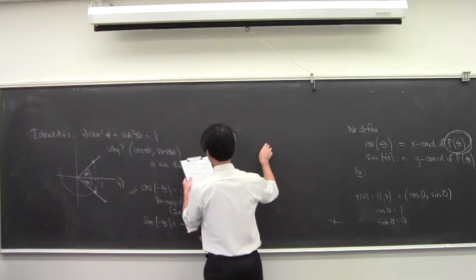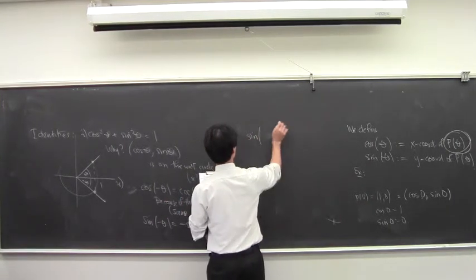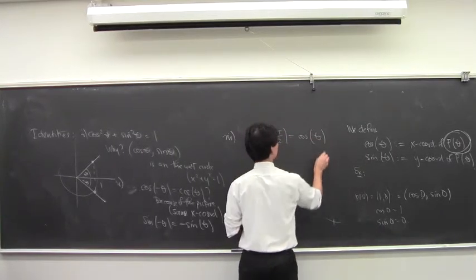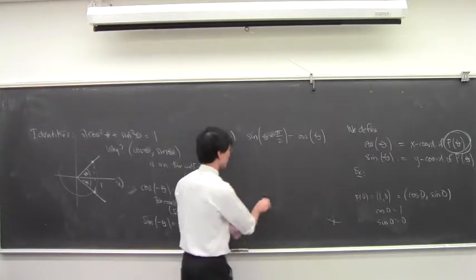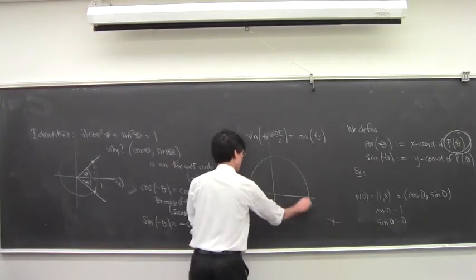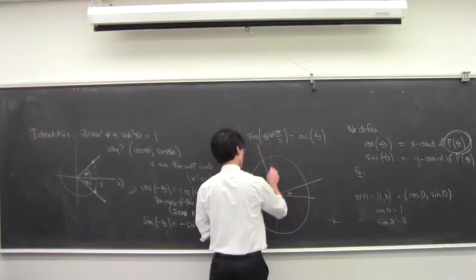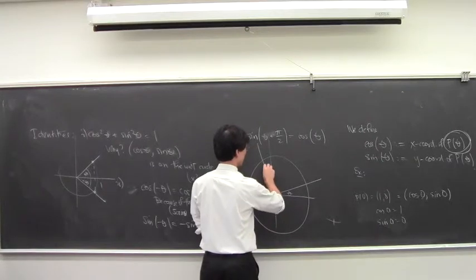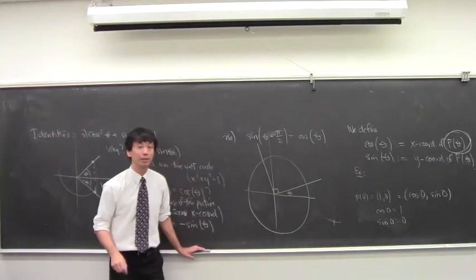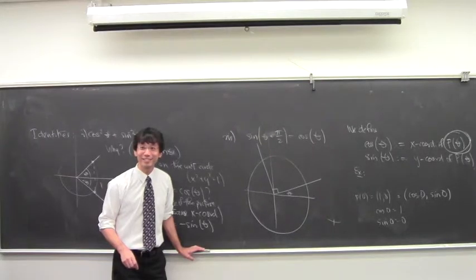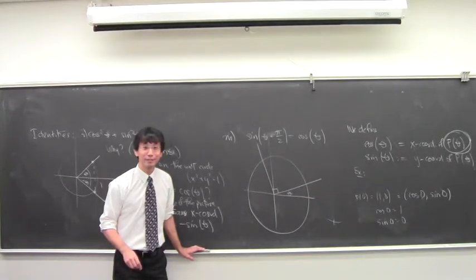Last example. Sine of theta plus pi over 2 equals cosine of theta. Why is that true? If this is theta, and this is pi over 2, anyone see it?